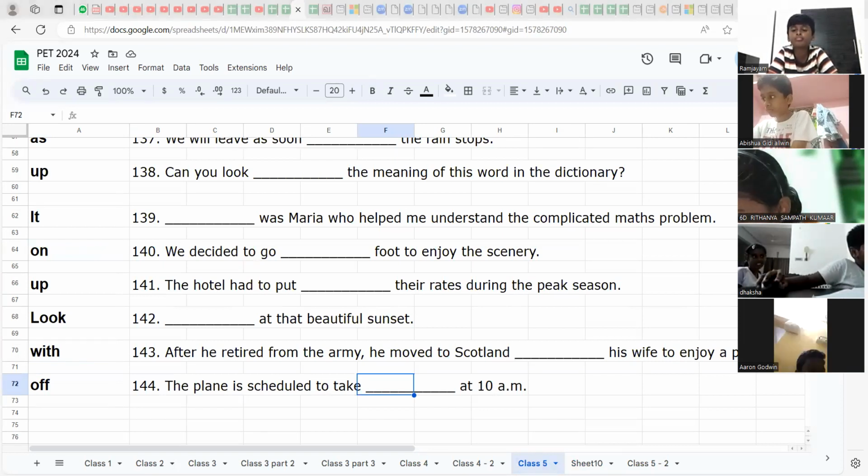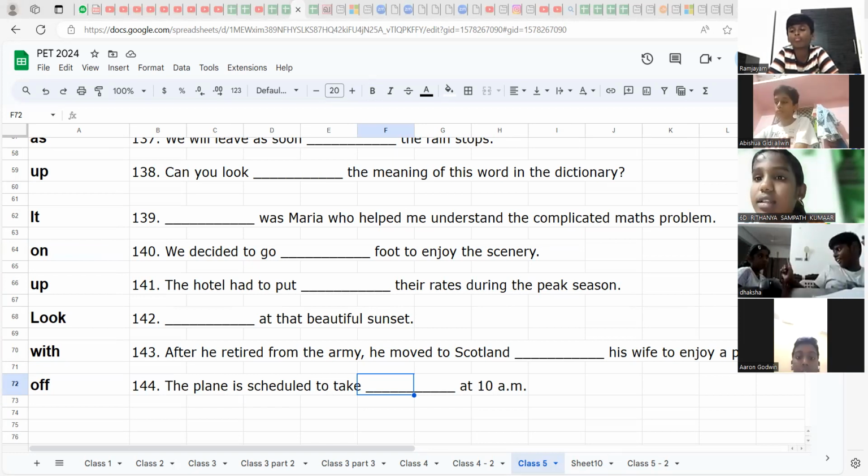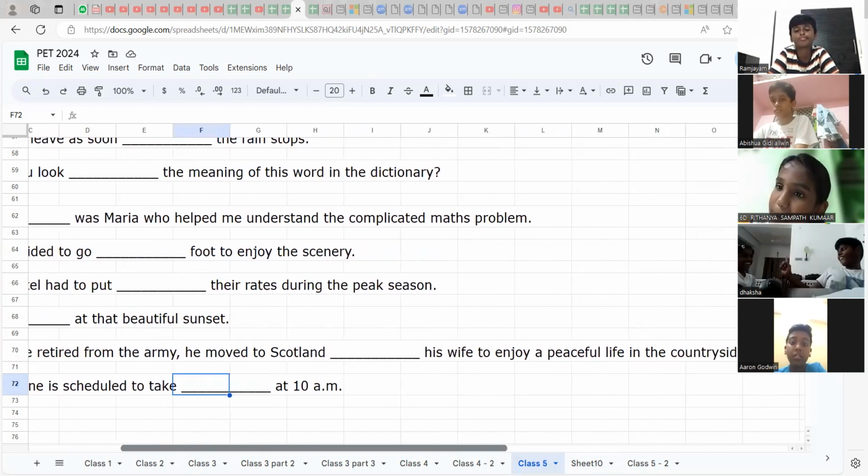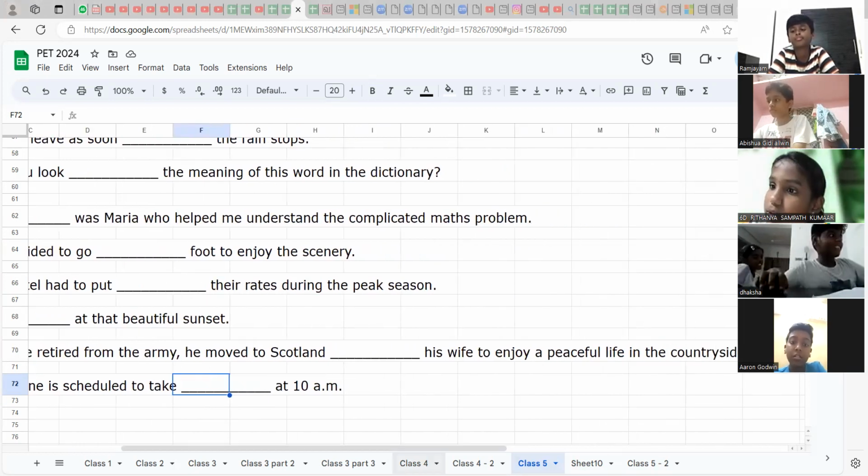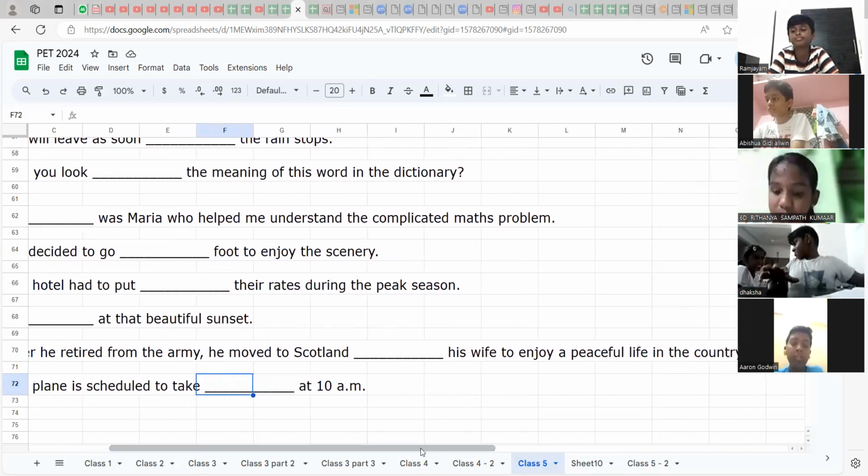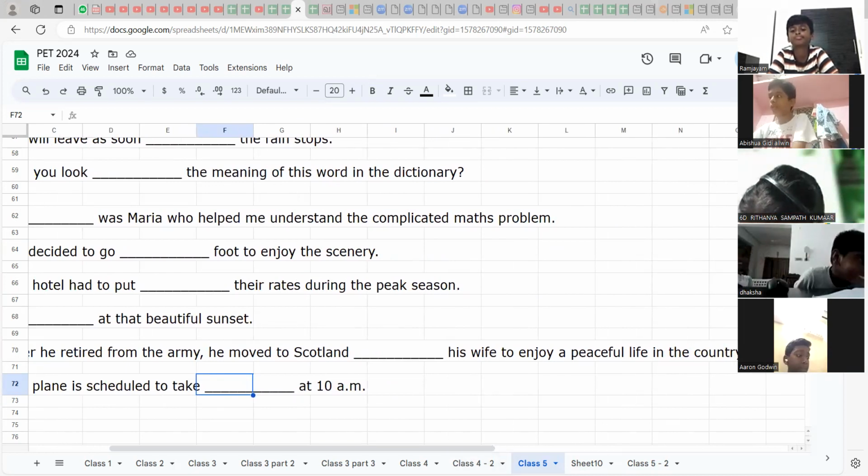Go ahead. Sir, can you move the screen to the left side, sir? Sure. This way? Yes, sir. All right, here you go.